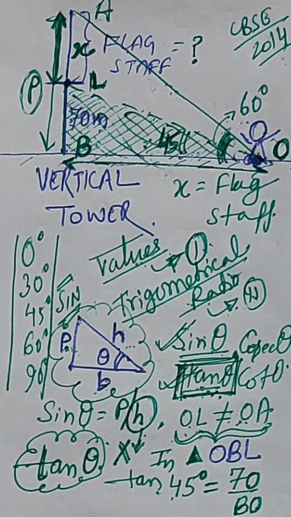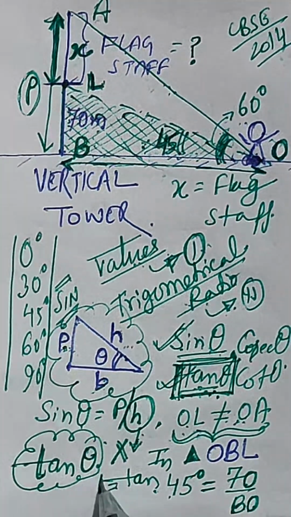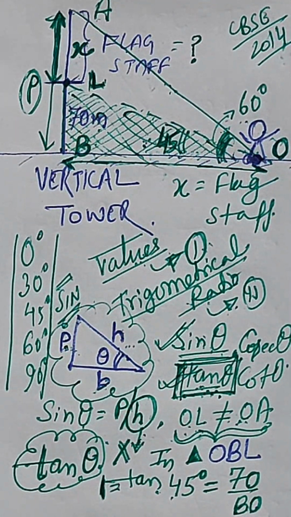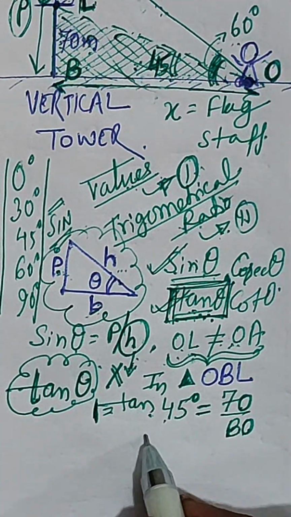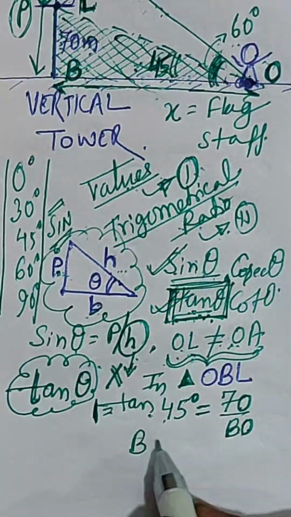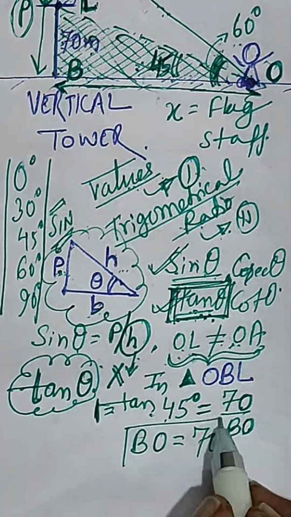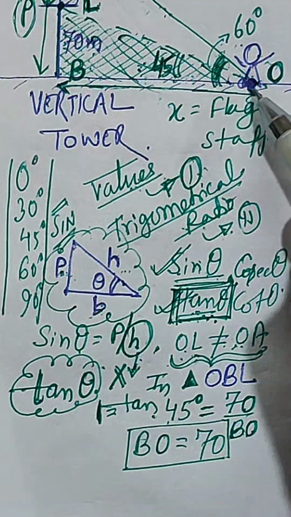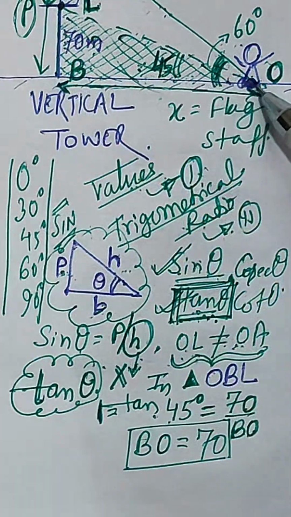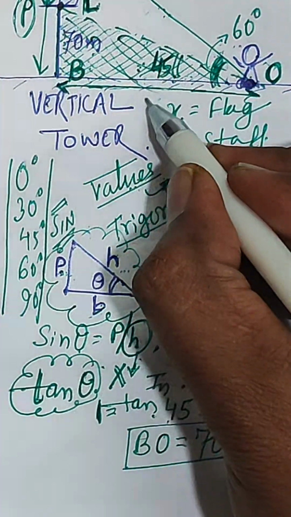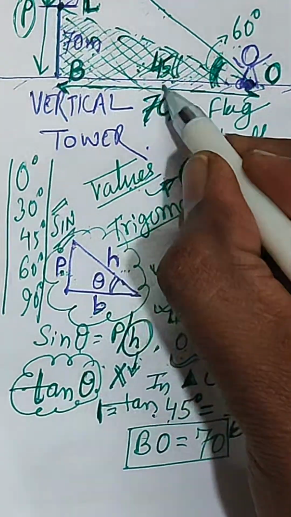And from here, when you put the value of tan 45 as equal to 1, which is the actual value, we get the value of BO as 70 by 1, or 70. So that means the distance from the point of observation to the base of the vertical tower is calculated, and that is equal to 70 meter.